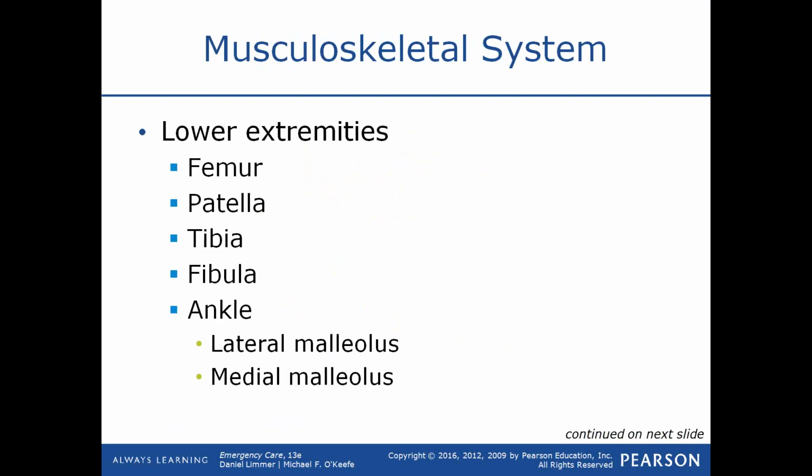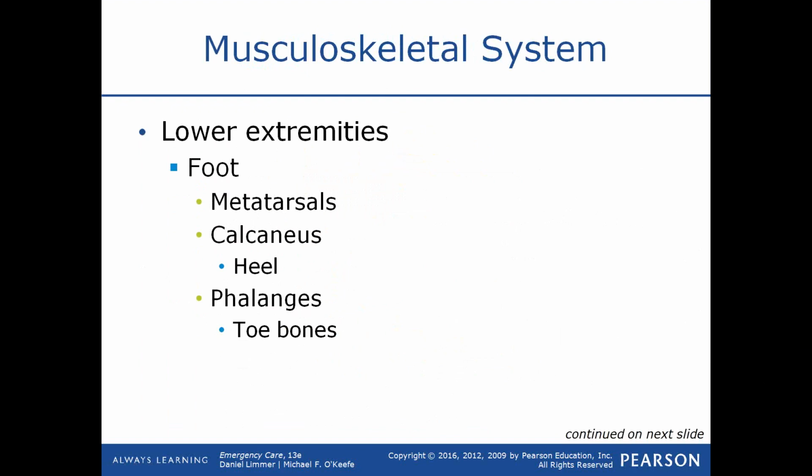The lower extremities include the femur, which is the largest bone in your body, the patella, which is your kneecap, and then the tibia and the fibula, which are the two bones of your lower leg, as well as your ankle. Then you have a lateral malleolus, which is the outside of your ankle, and the medial malleolus is the bump that you feel on the inside, on the side of your big toe. Your foot is made up of your metatarsals, your heel, and your phalanges, which are your toe bones.